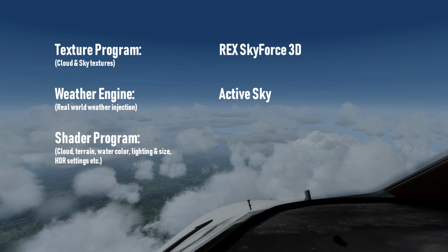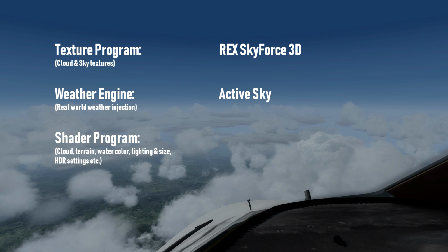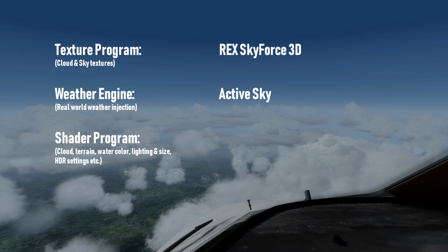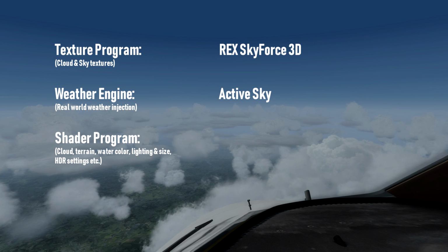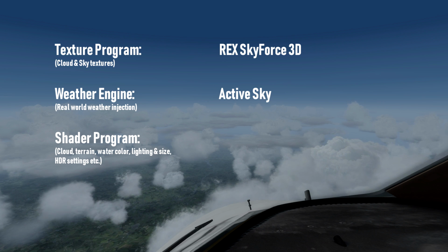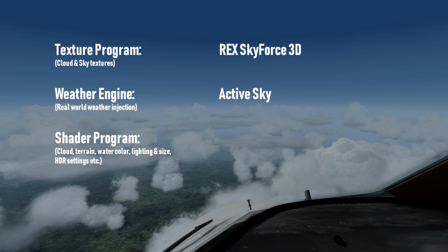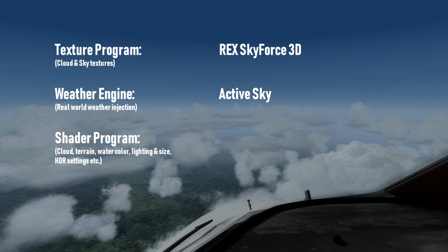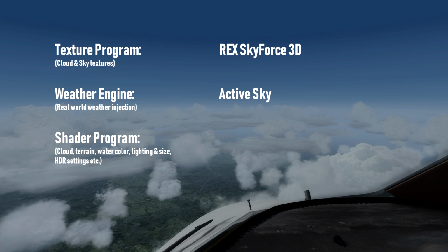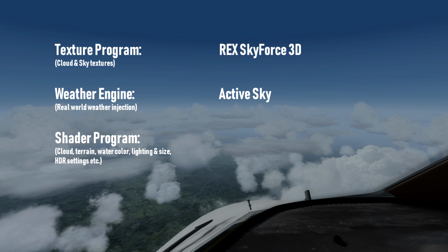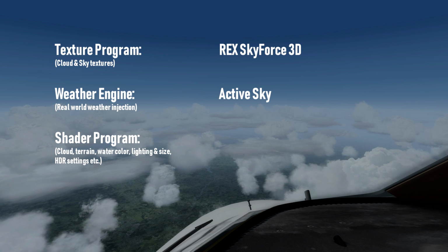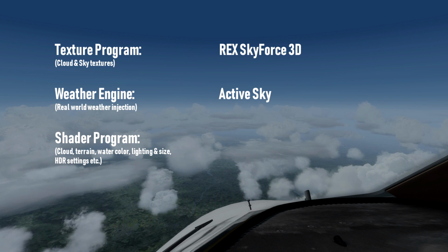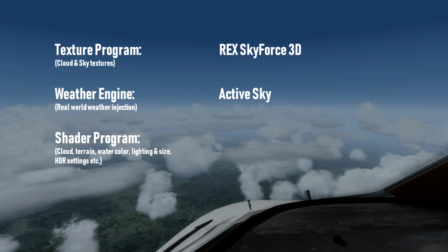You could also use Skyforce 3D as a weather engine, and the weather engine basically just generates the weather into the sim and uses the textures from, in my case, Skyforce, in order to portray where clouds should be and portray the general structure of a cloud front, for example. So you can really see based off the real world weather which texture should be placed. If you just use the weather engine of Active Sky, it doesn't really come with textures. It actually uses the textures provided by Skyforce in order to portray the weather in the sim based off real world conditions.